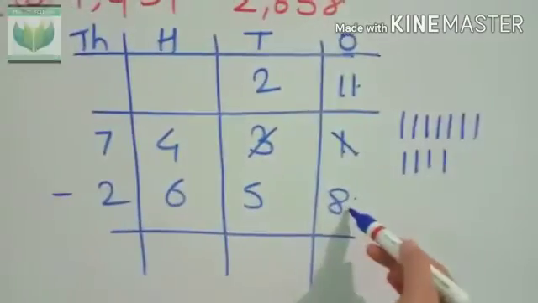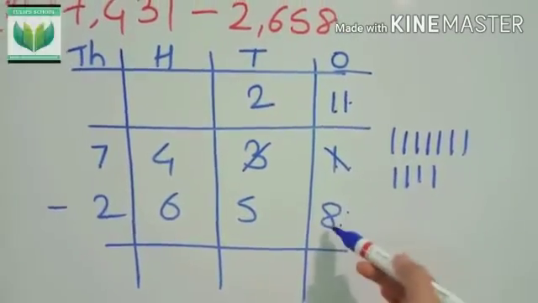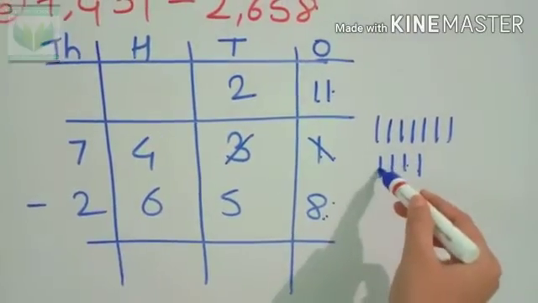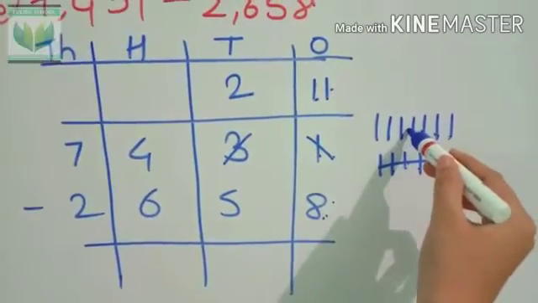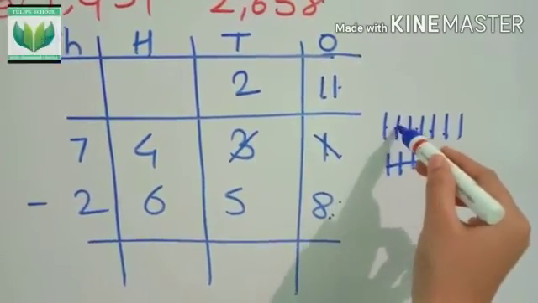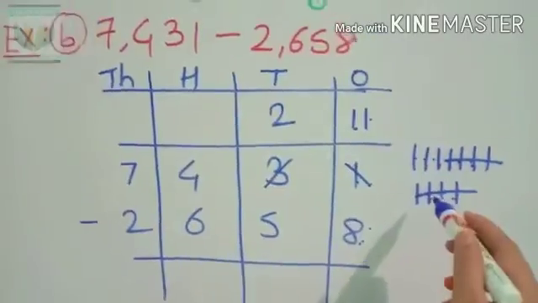How many do we have to efface from the 11? 8. 1, 2, 3, 4, 5, 6, 7, 8, 9, 10, 11. 8 we have to cut. Okay, remaining is 3.